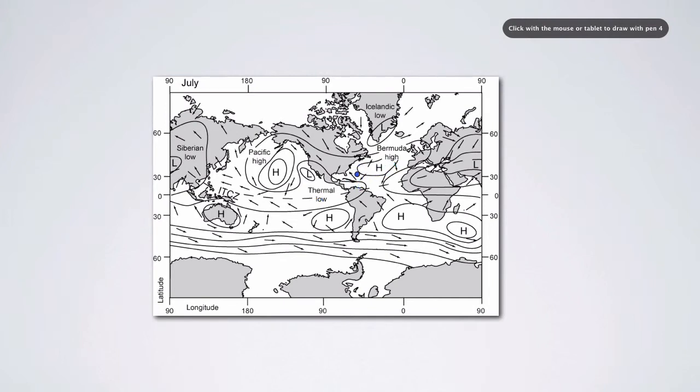The Bermuda High here sets up in the Atlantic and has shifted a little bit westward from where it was in January. And this Bermuda High, for example, can shift over southeastern North America and change the patterns of circulation over there, setting up relatively consistent drought conditions over the southeast, for example.